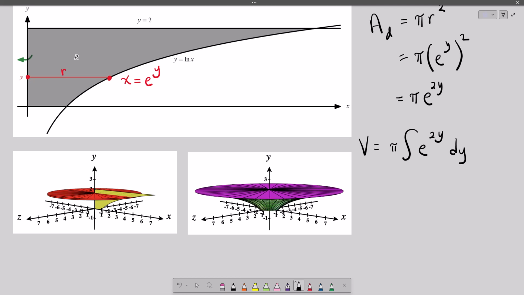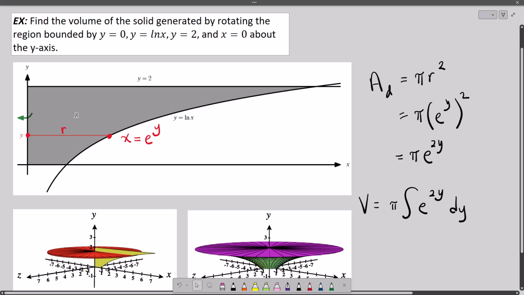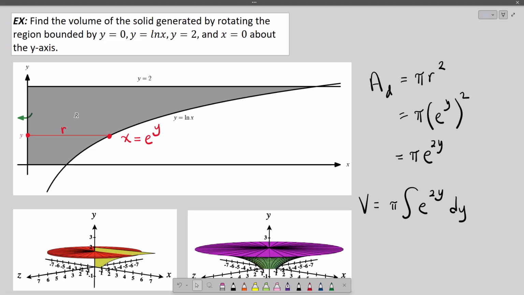Now we just need our limits of integration. Well, they tell us. They said that our upper function is y equals 2. Our lower function is the x-axis, y equals 0. So we know that this is 0 and 2. So that's given to us in this case. Didn't have to do any simultaneous solve.